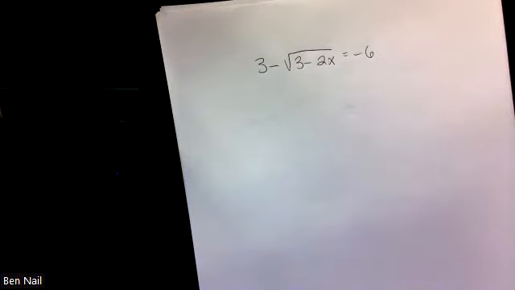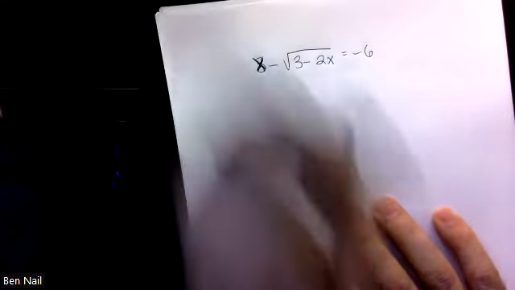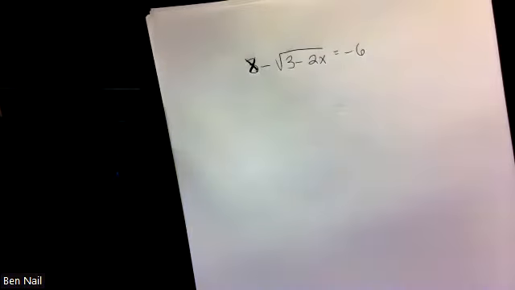For example, oh, sorry, x. It's supposed to be an x. Anyway, that's supposed to be an x. X minus the square root of 3 minus 2x equals -6.